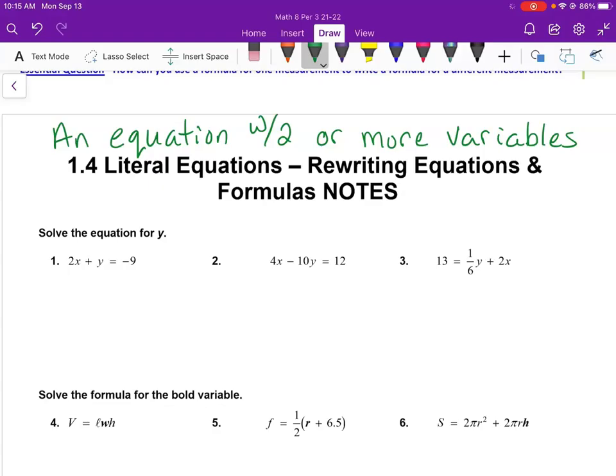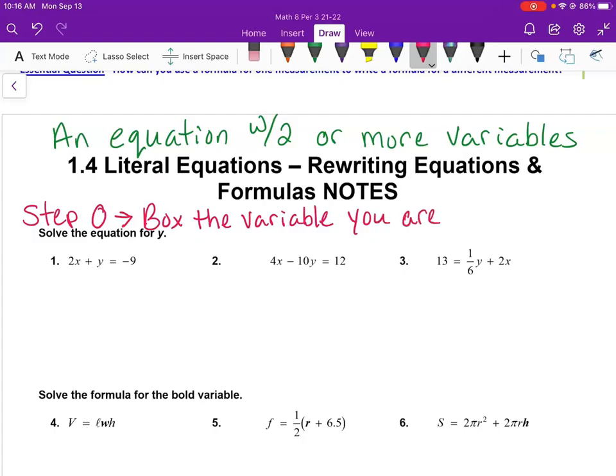Okay, so step one, and this is very important. It's actually step 0 since we've been doing the other ones. This is going to be box the variable you are solving for.